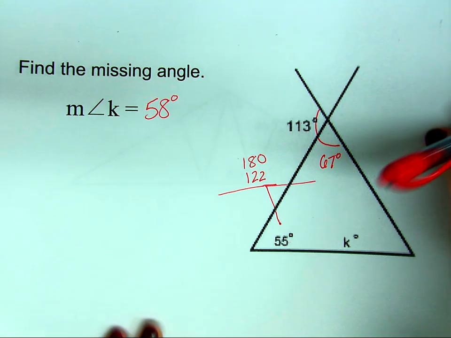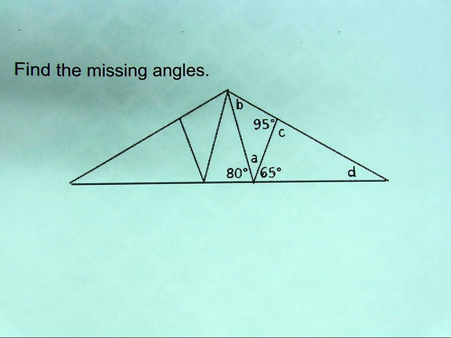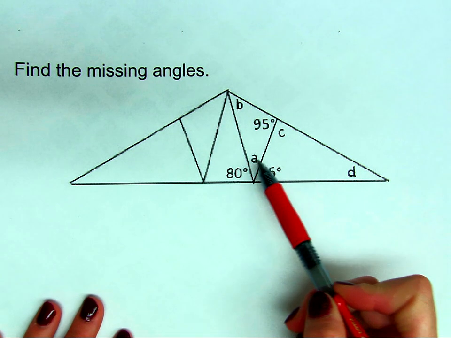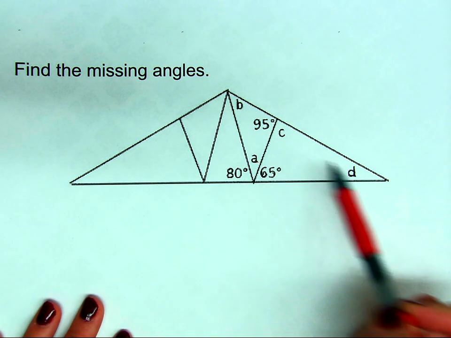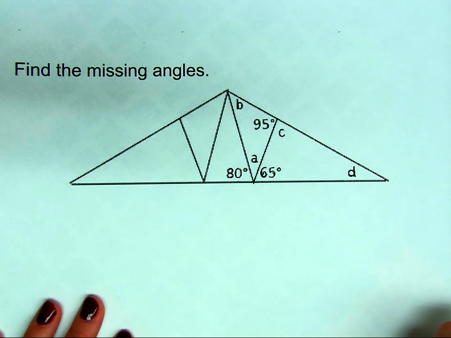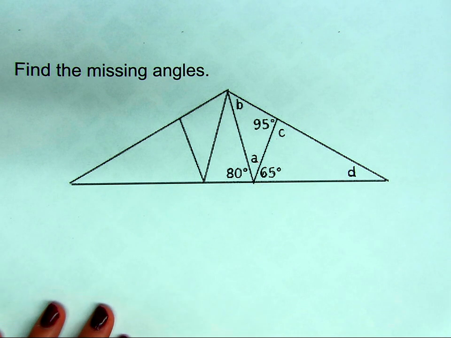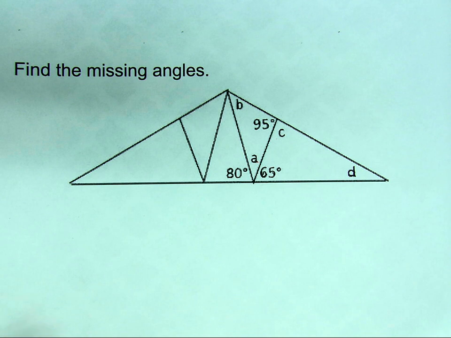Okay, we got one more, and it is a little bit of a challenge. You are missing four angles, A, B, C, and D, and you've got lots of different triangles in here. So I want you to pause and try it. If you need a little bit of help, maybe you want to play and then pause again once you get that little bit of help.